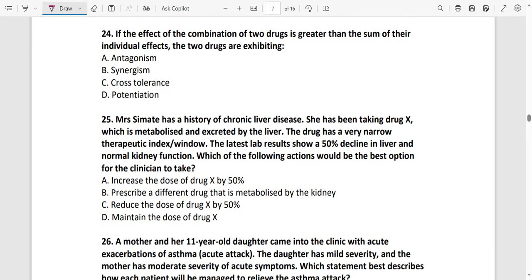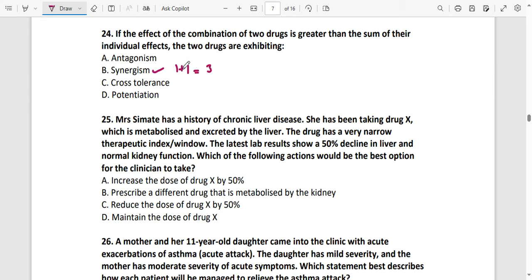If the effect of a combination of two drugs is greater than the sum of the individual drugs, the two drugs are exhibiting antagonism, synergism, cross tolerance, or potentiation. Anyone that can help? Jane, thank you so much. So synergism is where you combine two drugs like one plus one, and it ends up giving you three.